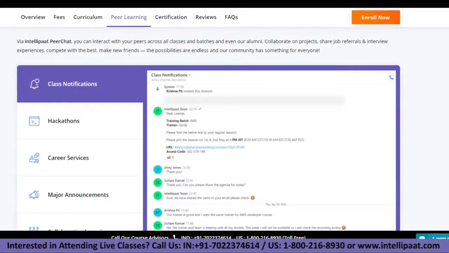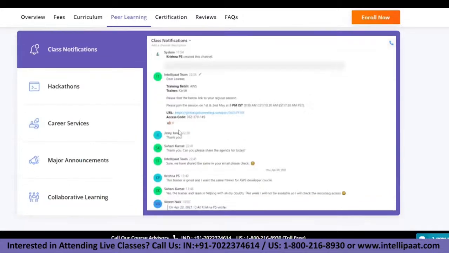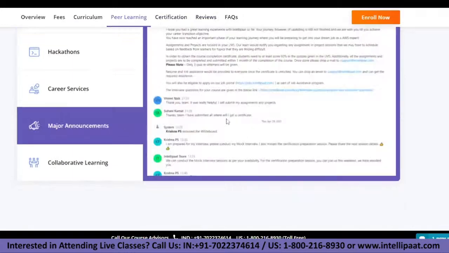But at the same time, all job referrals are also shared here. It also is going to help you in terms of networking in the industry, because we have a vast community of learners from students from all different backgrounds and positions in hierarchy. All right, all the major announcements will be made here.